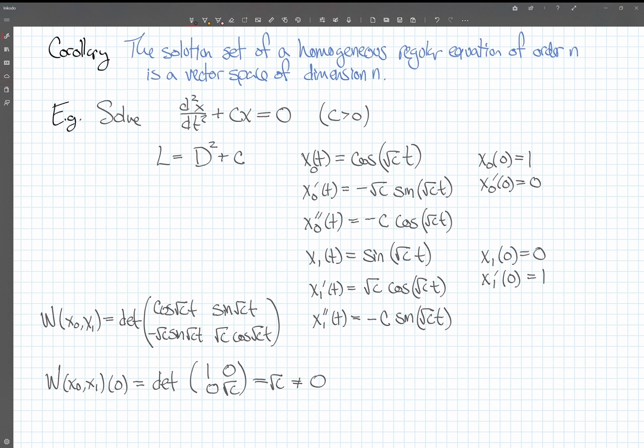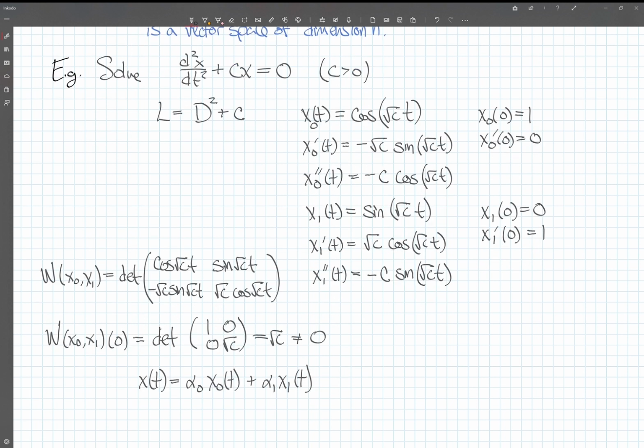Now we know by this corollary that the solution set, that is to say all of the possible solutions that satisfy this Hooke's law equation, has to be two-dimensional, and we found two linearly independent solutions. That means we can quit looking. Any other solution has to be a linear combination of these two. In particular, that means that we can write any other solution as something times x naught plus something times x1.